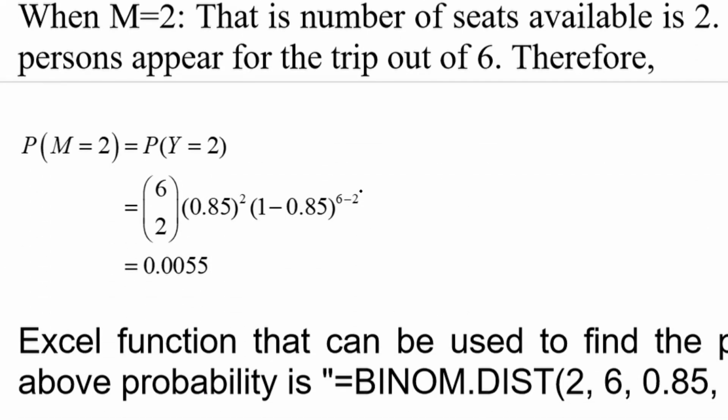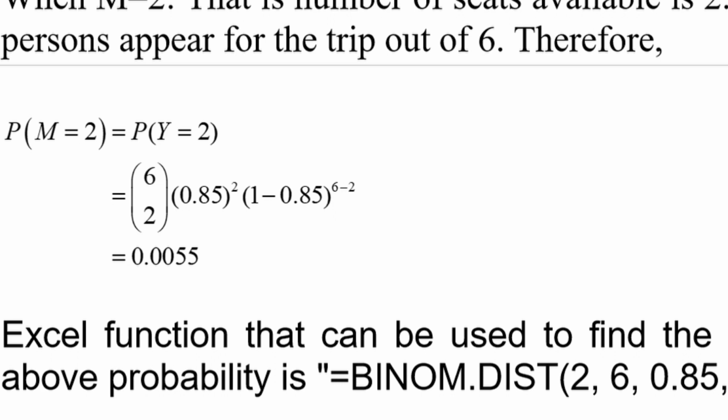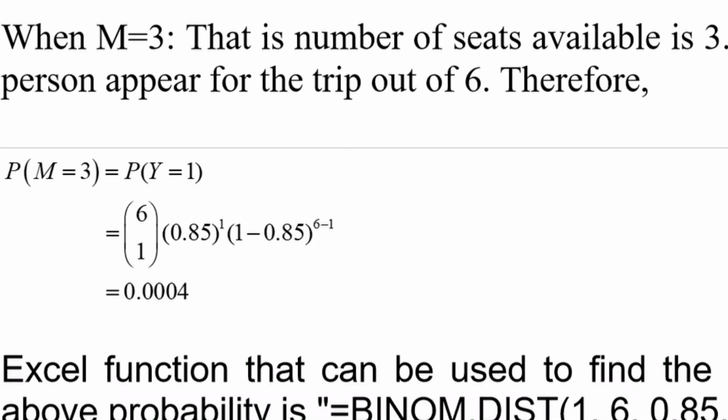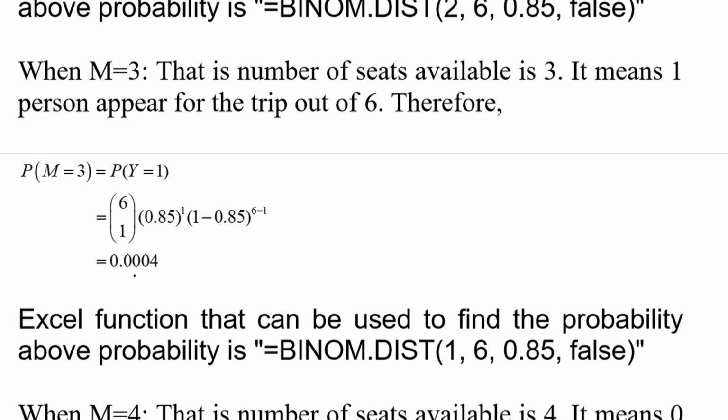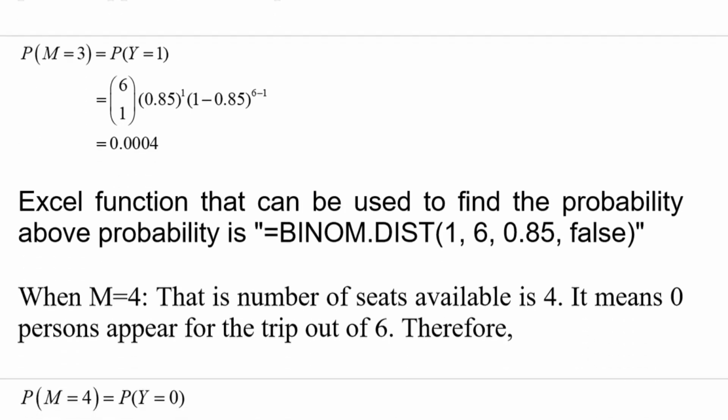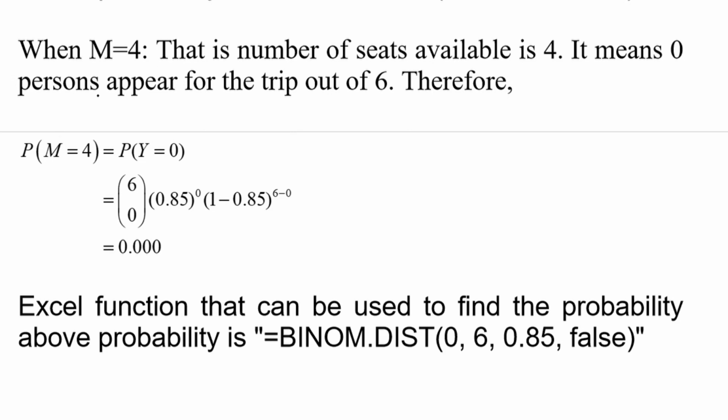When m is equal to 2, that is number of seats available is 2, means 2 out of 6 appear for the trip. So this is 0.0055. When m is equal to 3, the number of seats available is 3, that is only 1 person out of 6 appears for the trip, so 3 seats are empty when the limousine departs. This is 0.004. And when m is equal to 4, there is no customer in the limousine, no person appears for the trip out of 6. So it is approximately 0.000.